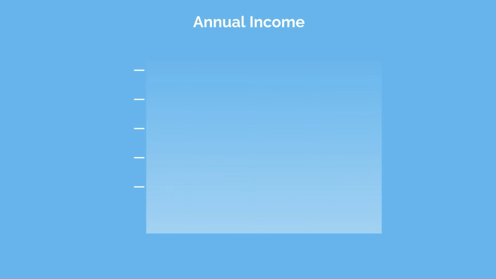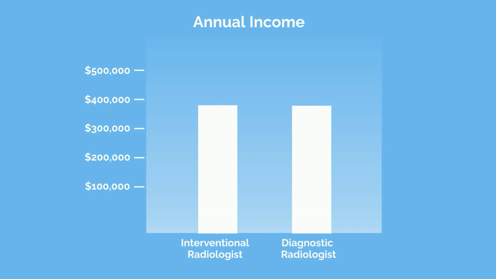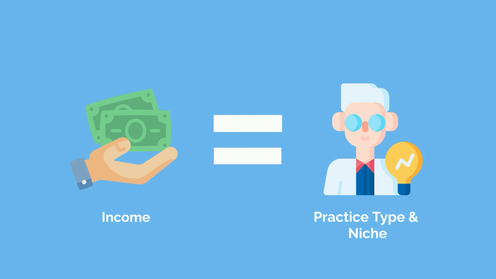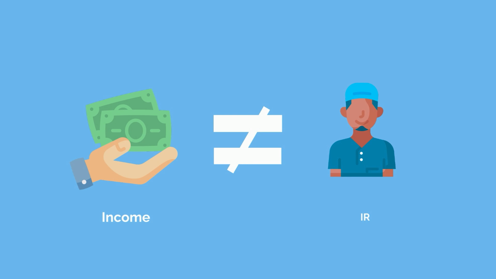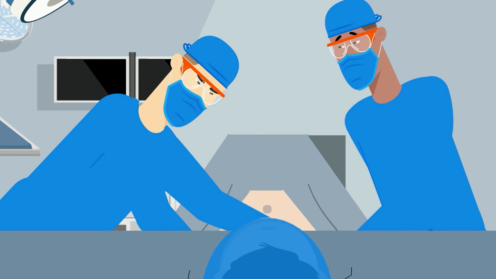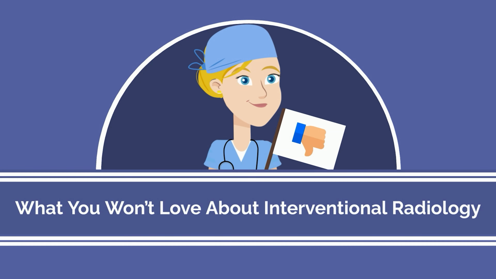paycheck. Interventional radiologists, like diagnostic radiologists, make about the same at over $480,000 a year, with specialists making even more. Your income is more determined by your practice type and niche rather than whether or not you are a diagnostic or interventional radiologist. But best of all, you can instantly help people and literally save lives through acute interventions like bleed embolizations and thrombectomies. While interventional radiology has a lot to offer, it isn't for everyone.